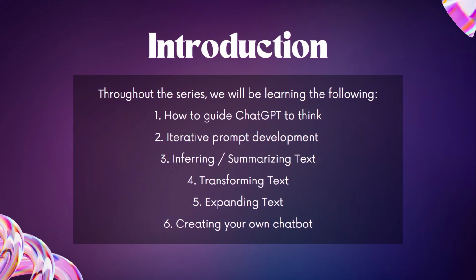Throughout this series, these are just some of the things that we're going to be learning. The first one is how to guide ChatGPT to think. The second one is iterative prompt development. The third one is inferring and summarizing text. The fourth one is transforming text. The fifth one is expanding text. And finally, the sixth one is you're going to learn how to create your own chatbot. So this is just a summary of what we're going to be doing throughout this course.